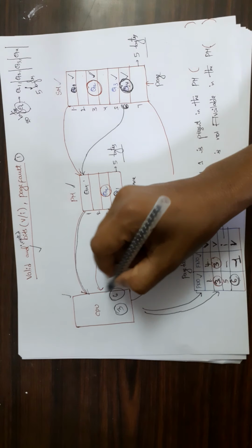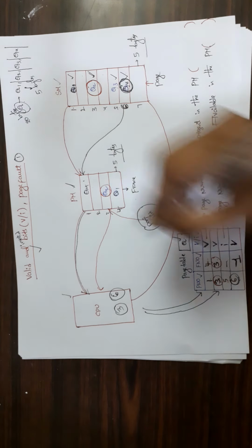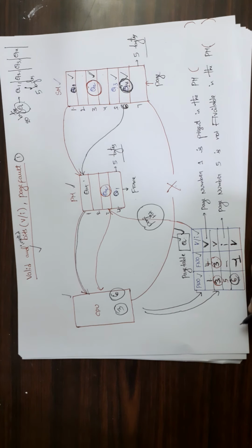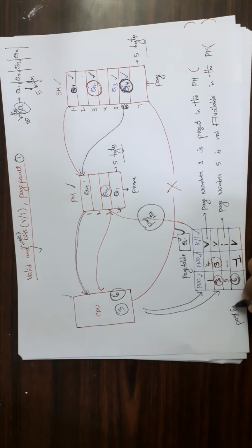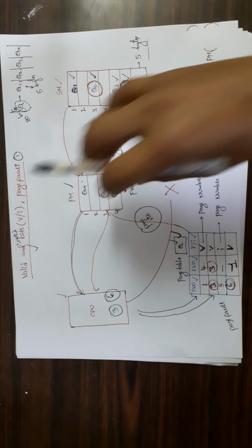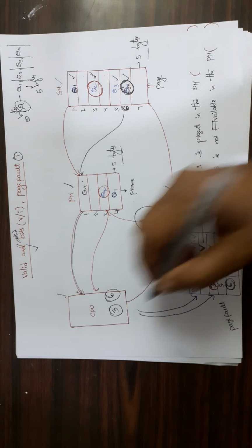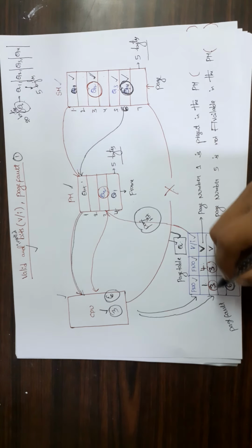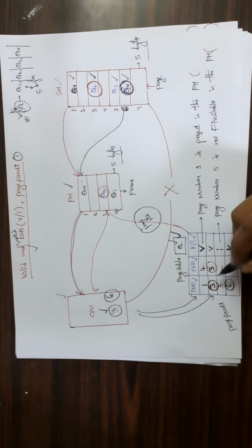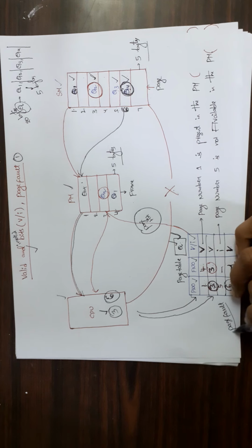If you observe, when the CPU requested page number 6, that page was not available in the page table, or not available in the primary memory. So this is called a page fault. That means when the CPU requests a particular page and that page is not available in the primary memory, we call that case a page fault. If the CPU requests page number 3 and this page is already available in the primary memory, then we say that there is a page hit. If the CPU requests page number 6 and that page is not available in the primary memory, then we call it a page fault.